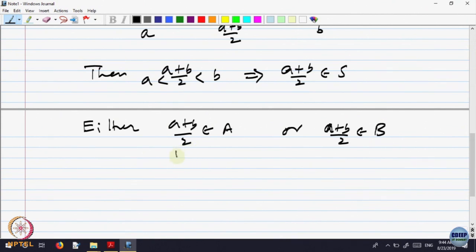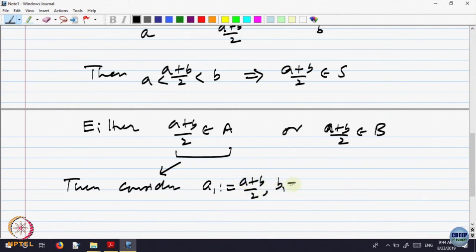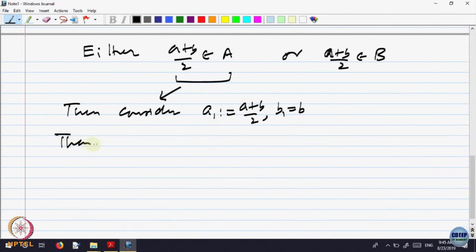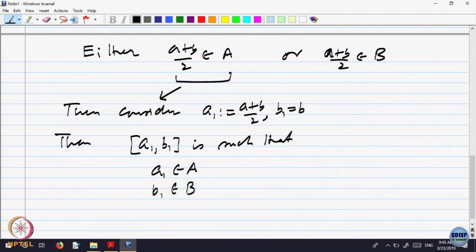So if this is the case, then consider a1, let us call this point a1, equal to (a plus b) by 2, and b1 equal to b. So if it belongs to A, then I call it a1 and the right point b, I call it b1. So a1 belongs to A and b1 belongs to B. So what I have done is taken two points a and b, looked at the midpoint. The midpoint must be a part of the interval, so it must belong to either A or B. If it belongs to A, call it a1 and call b as b1.